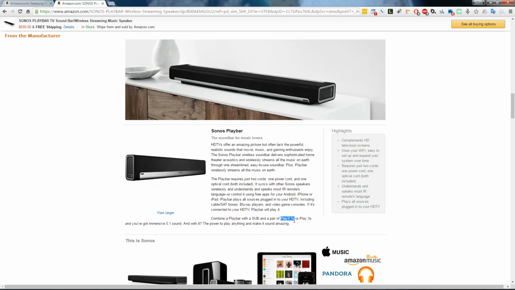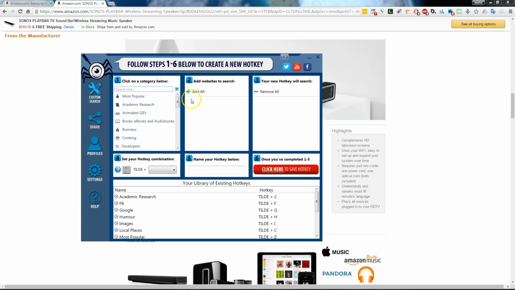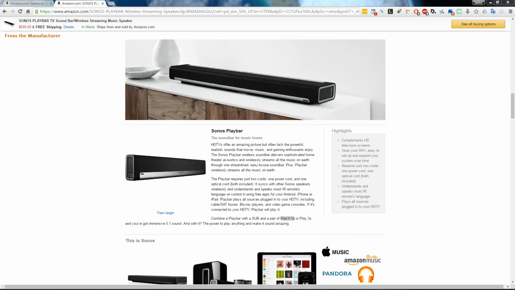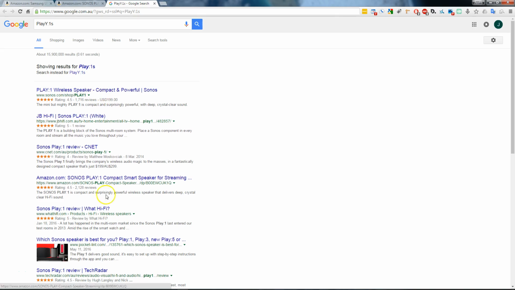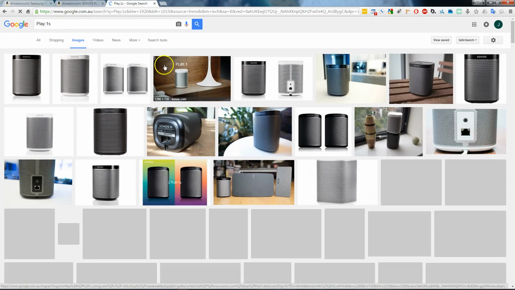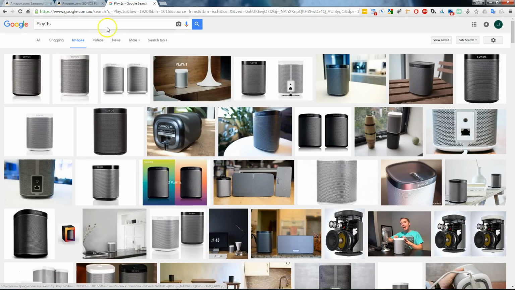Now, if you're using, and this is one of the required softwares for doing this course, it makes your life a lot easier. If you're using Spiderwebs, and if we've already set up the Google hotkey, all you do is highlight Play 1 and press the hotkey, and instantly we search for this online. So what is this thing? It's a wireless speaker. So actually, let's go to images. So this is the Play 1.